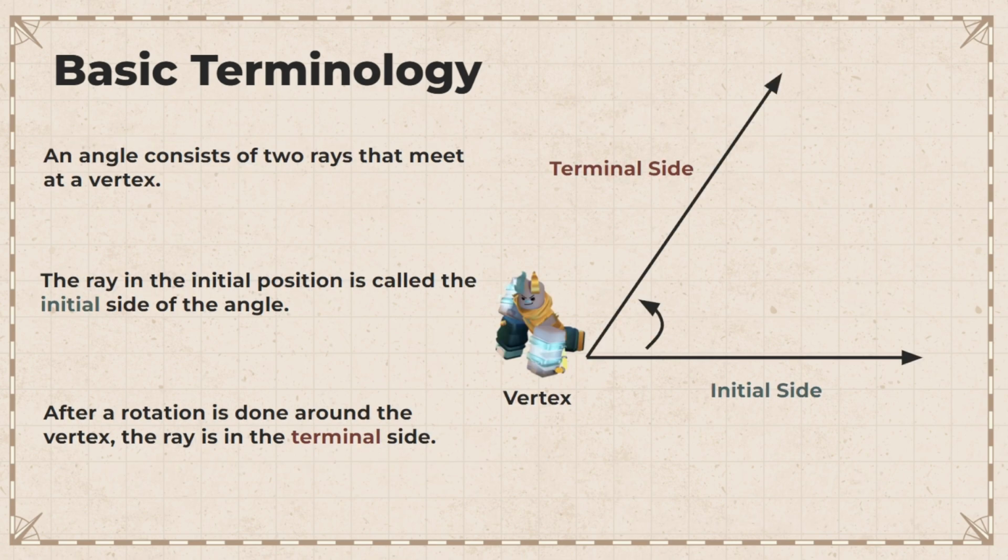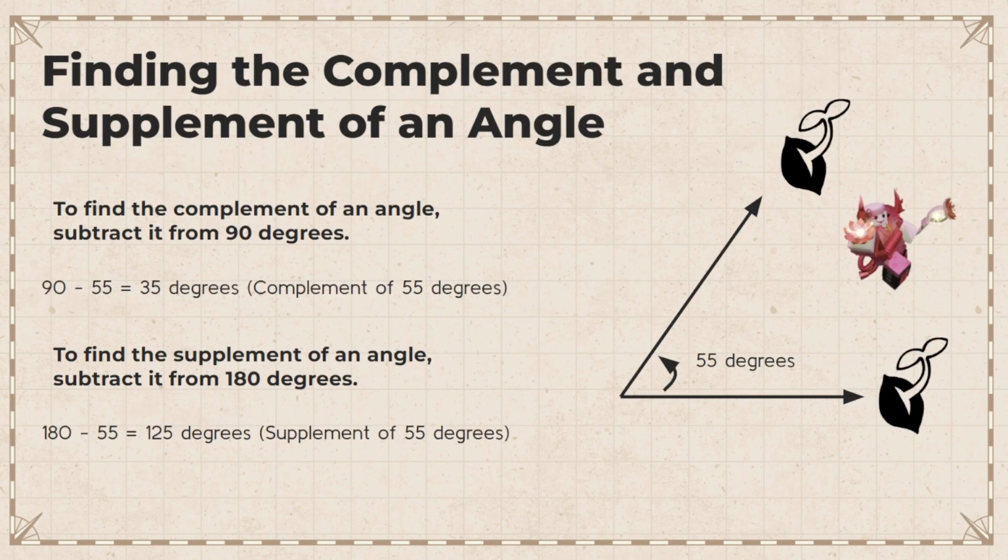And now to learn about angles. An angle is made up of two rays that meet at a vertex. For example, if coil tethered an allied skateboard, the tether will always meet at coil's location, or the vertex, even if skateboard moves to a new location. The ray in the initial position is called the initial side of the triangle. After a rotation is done, such as when skateboard moves to a new location, the ray is on the terminal side. Using this knowledge, we can find the complement and supplement of an angle.